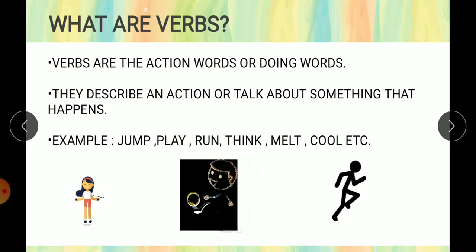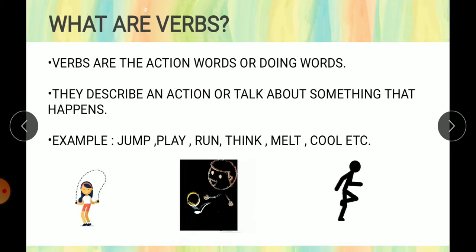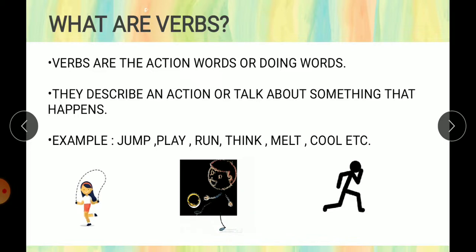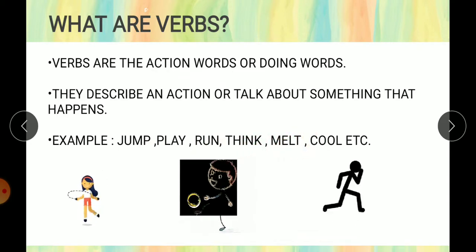For example, in these pictures you can see that this boy is running. So he is doing some work, some action. This girl is playing with the rope, or is jumping, skipping, whatever you say. So there is some action. Over here the boy is playing with the ball. So there is some action. So whenever a word indicates that some action is being done, those words are known as verbs. Other examples are jump, play, run, think, melt, cool, etc.